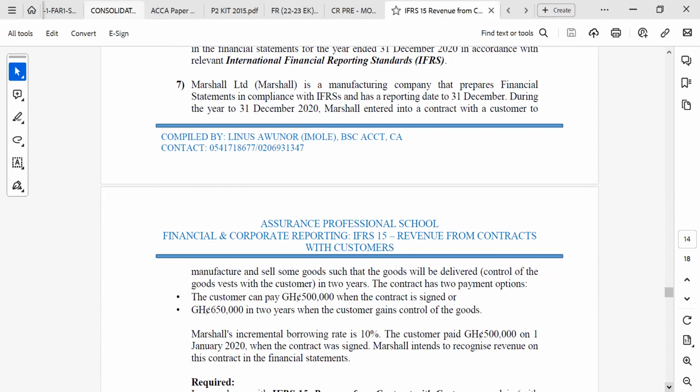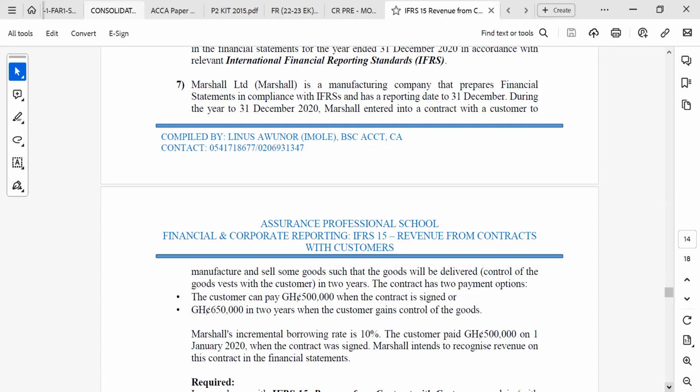Marshall Limited is a manufacturing company that prepares financial statements in compliance with IFRS and has a reporting date of 31 December. During the year to 31 December 2020, Marshall entered into a contract with a customer to manufacture and sell some goods. Control of the goods vests with the customer in 2 years. The contract has 2 payment options. The customer can pay 500,000 when the contract is signed, or 650,000 in 2 years when the customer gains control of the goods. Marshall's incremental borrowing rate is 10%.